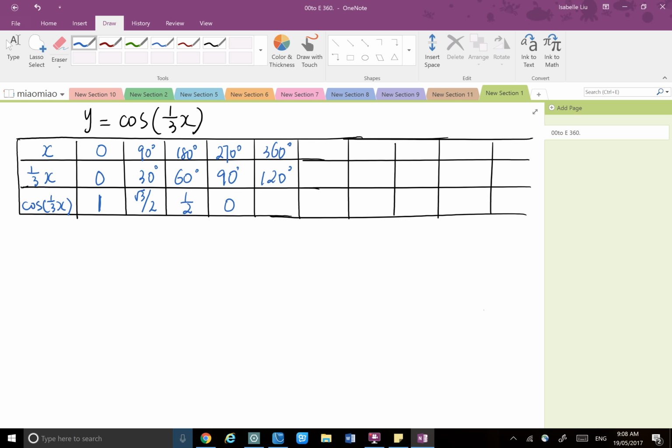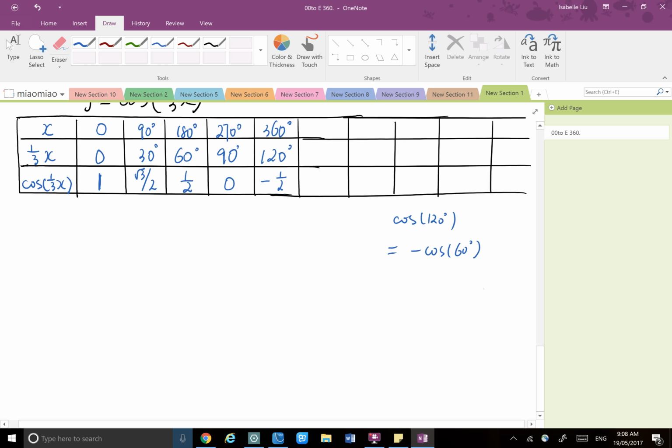What's the reference angle? 60. But it's in the second quadrant, so it's negative cos 60, that's negative a half. So cosine 120 will be negative cosine 60 degrees, which is negative a half. You can see from 0 to 360 degrees, I'm not really completing one cycle of the graph. If I can sketch this.